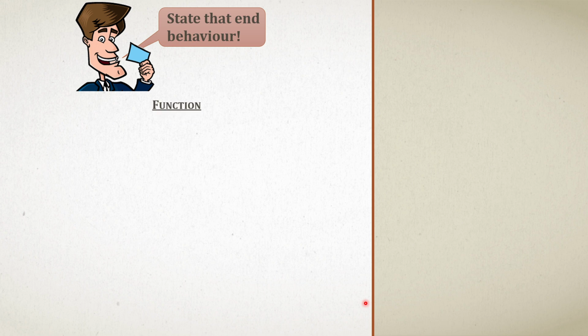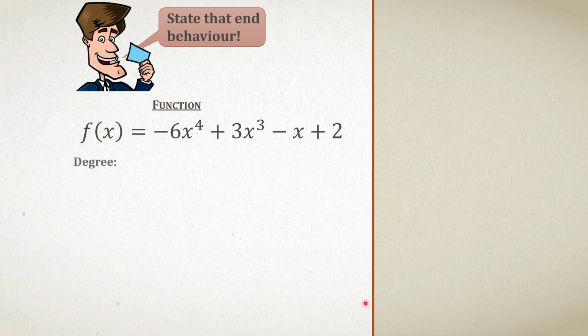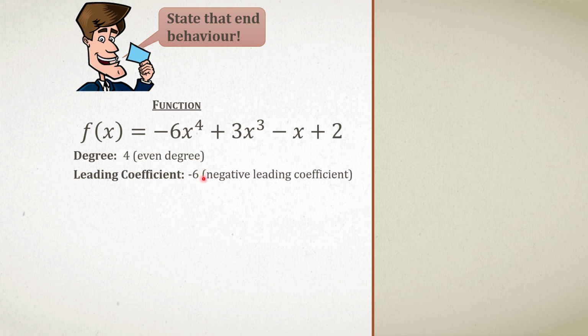So we have our first function, which is f(x) = -6x^4 + 3x^3 - x + 2. We'll start by stating the important information here, which is the degree. It's a degree 4 polynomial function, and we'll note that's an even number. That's going to come in handy when we go to think about the end behavior. And the leading coefficient, which is negative 6. Now that's a negative leading coefficient. It's really the sign of that number that matters here. So what is the end behavior?